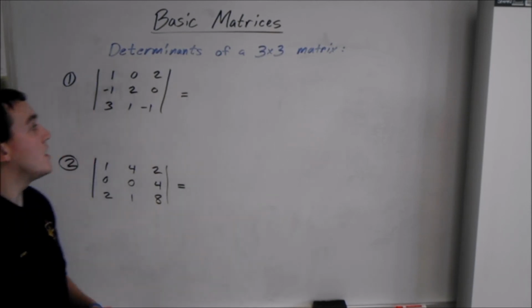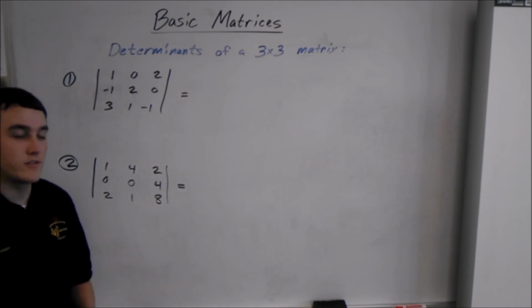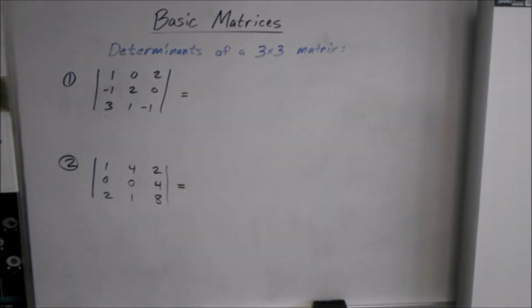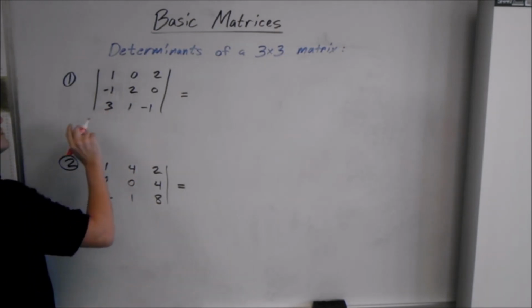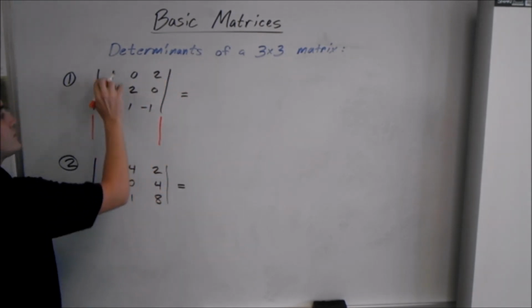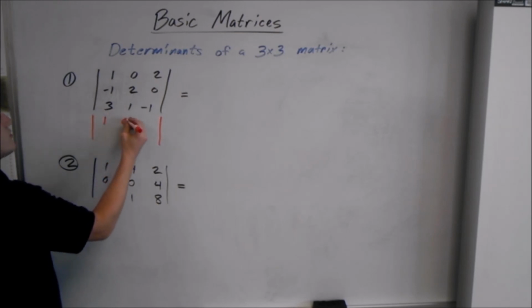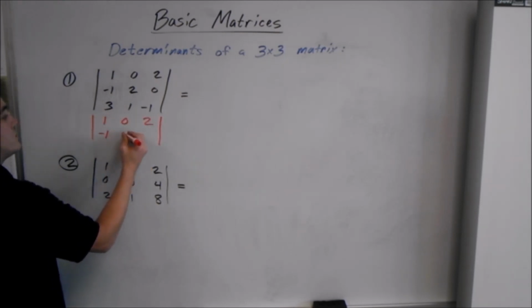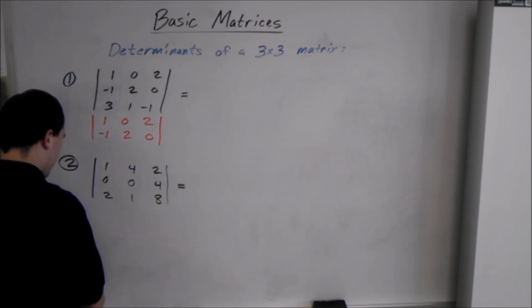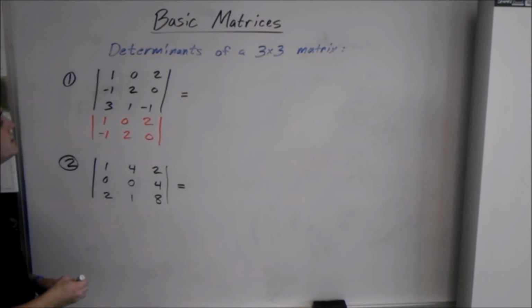Alright, and last I'll be talking about determinants of a 3 by 3 matrix. And actually these aren't so bad. There are 3 different ways of doing it. I'm just going to show you one. I think it's the best way of doing these. What you do is copy the same matrix under itself, but really you only need the first 2 lines. So 1, 0, 2, negative 1, 2, 0. And what you do is kind of similar to the 2 by 2 matrix.